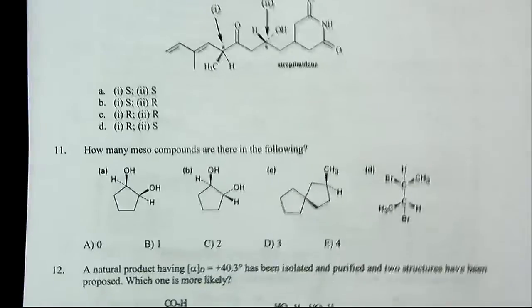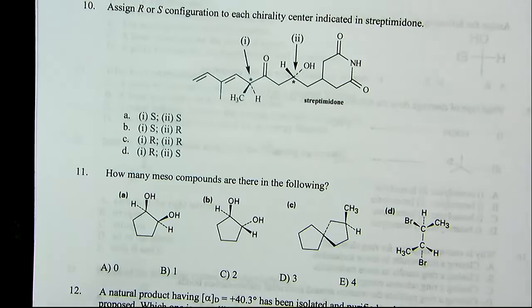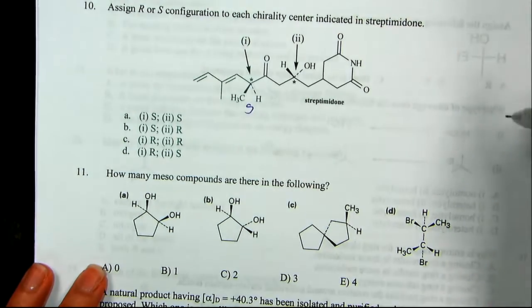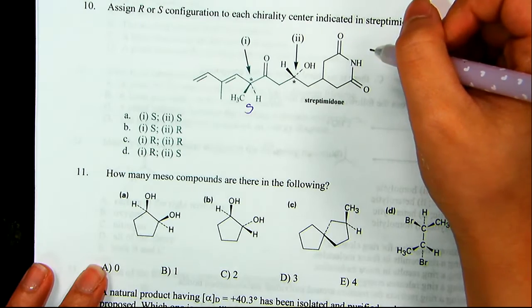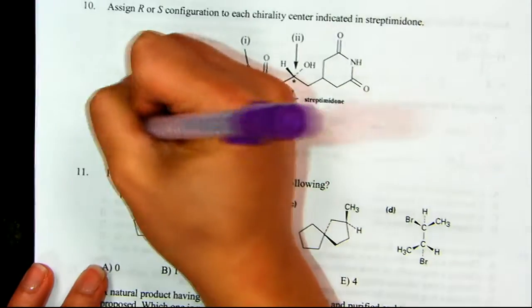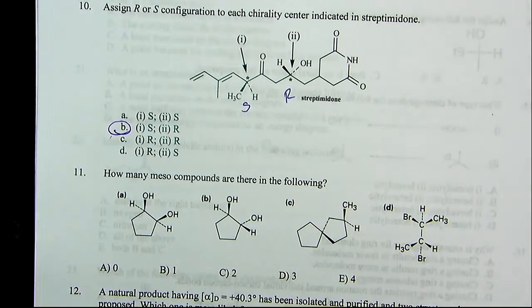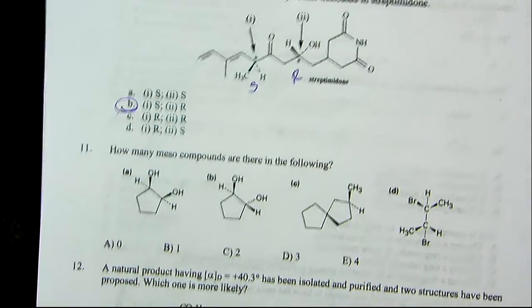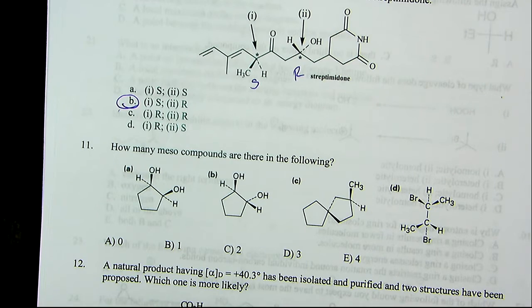Alright, so assigning R and S configurations to each of these. If you do configuration, there's going to be S, this is going to be R for this one. So S and R, which is D. Again, I'm not going to bother going through it. If you need help going through it, come up and ask afterwards, or raise your hand. Otherwise, you should do it.